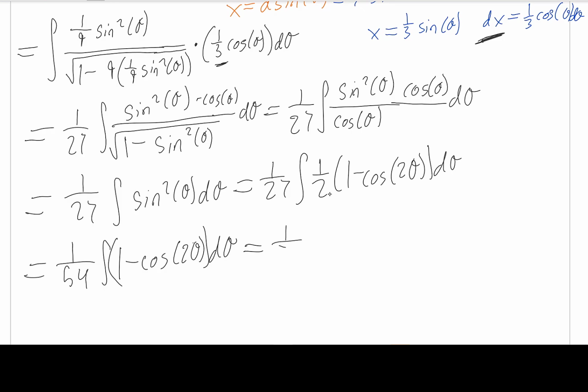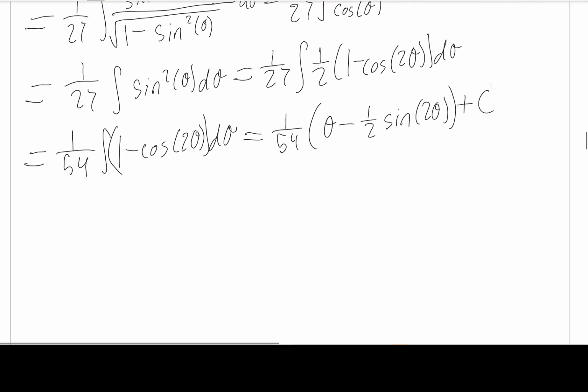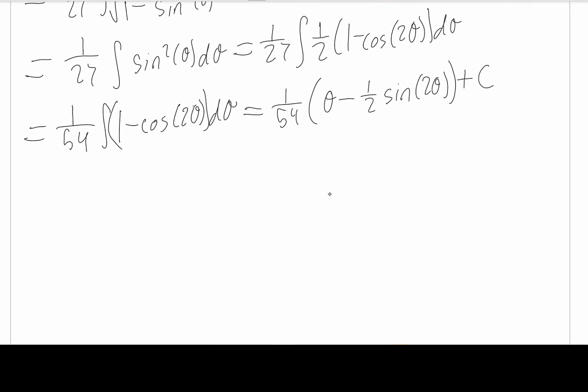And then integrating this, we should have 1 over 54 times the integral of 1 is theta, minus, so the integral of cosine 2 theta, that should give me 1/2 sine 2 theta, plus c. And so now my goal is to use that 3x equals sine theta to set up our triangle. So 3x equals sine theta, which means that sine inverse of 3x is equal to theta.